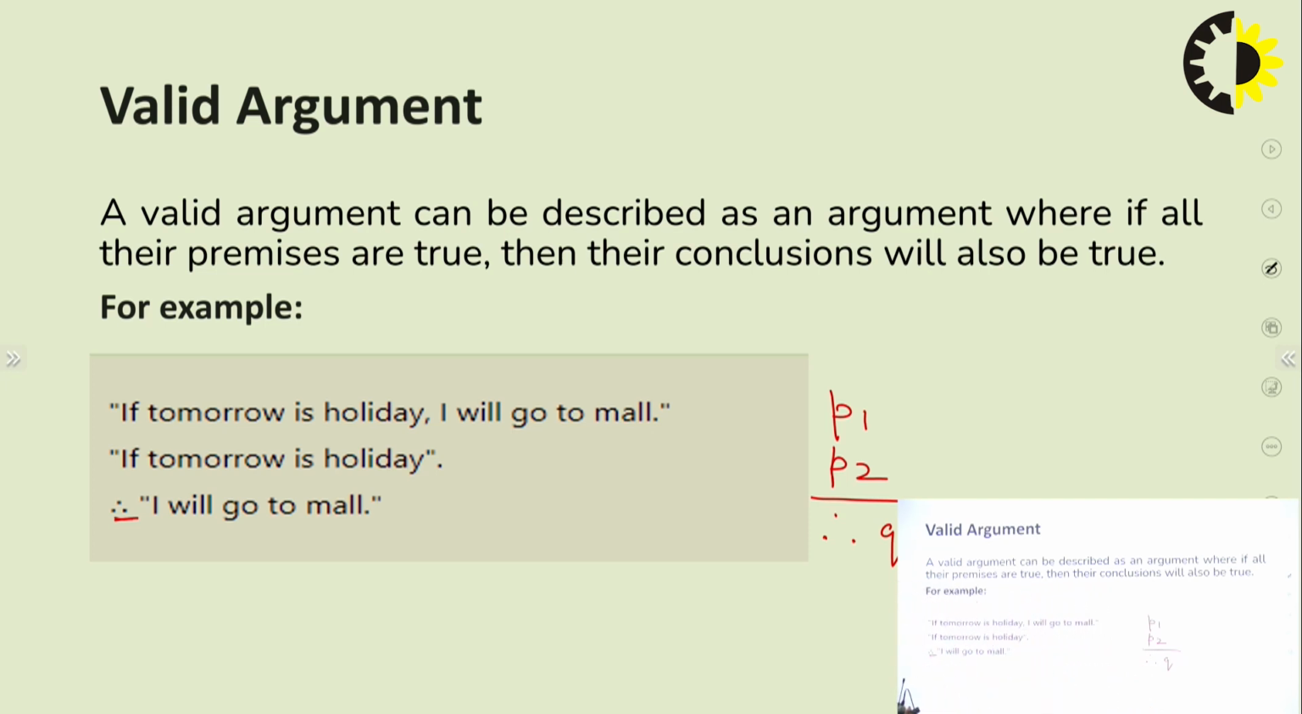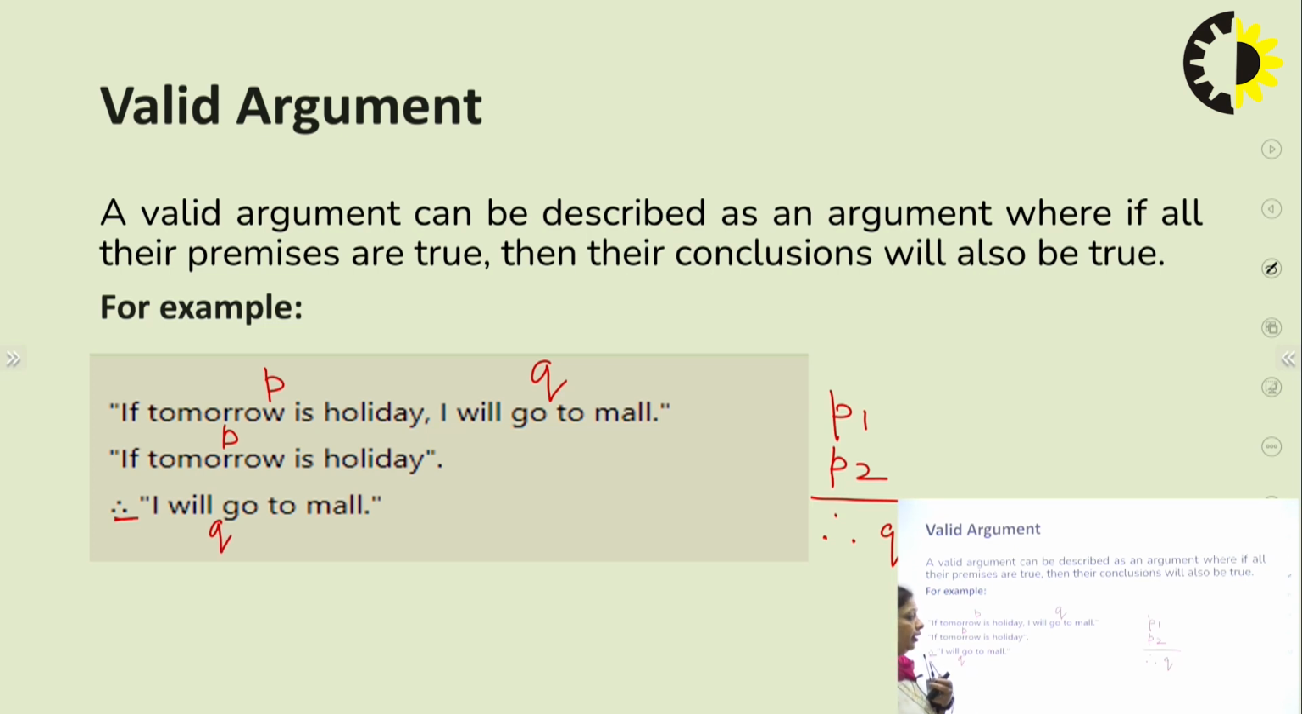So now, in order to check whether this is a valid argument or not, first of all, I'll break it into symbols. If tomorrow is a holiday, let me denote this proposition as P. I will go to mall as Q. If tomorrow is a holiday, this is again P, and therefore I will go to mall, this is Q.